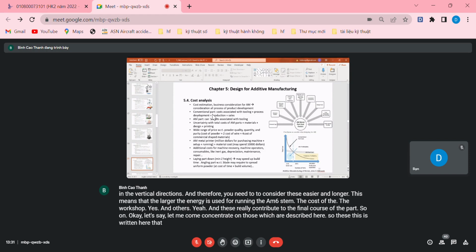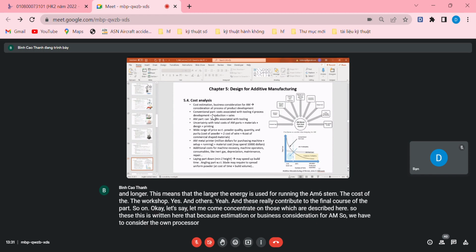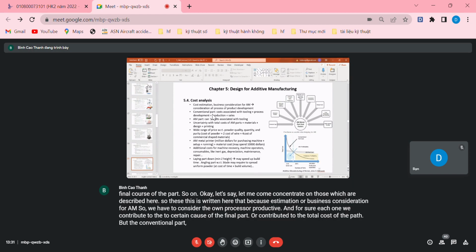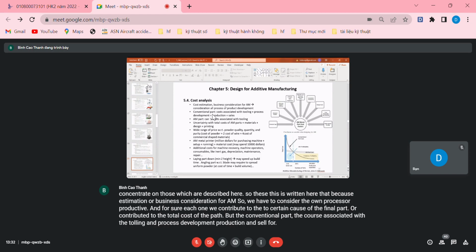So this is written here: cost estimation or business consideration for AM. So we have to consider the whole process of product development for sure. Each one will contribute to certain cost of the final part, or contribute to the total cost of the part. For the conventional part, the costs are associated with the tooling and process development, production, and sale for sure.